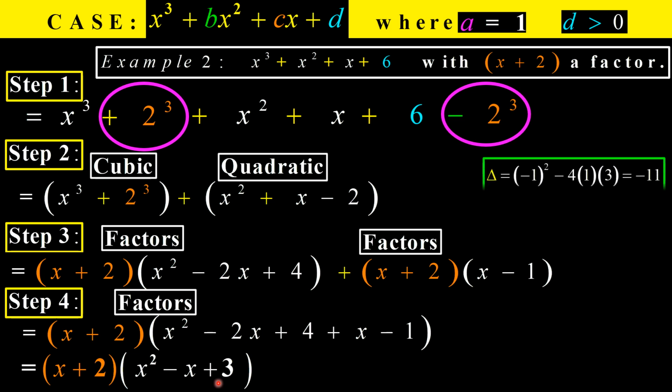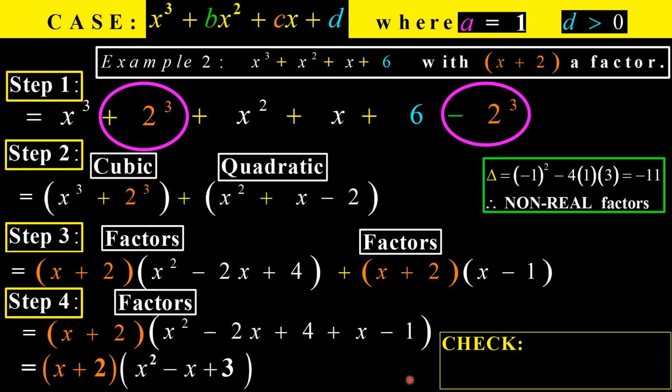Okay. Let's just check the value of the discriminant. My b value is negative 1 and my a is 1 and my c is 3. If I substitute it into the formula for the discriminant, I end up with negative 11, which indicates I get non-real roots. So this is the rational part, and this is the non-real part. This one has got non-real roots. If I solve, I'll get non-real roots.